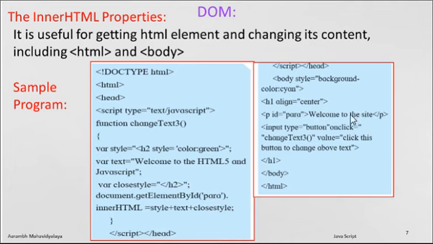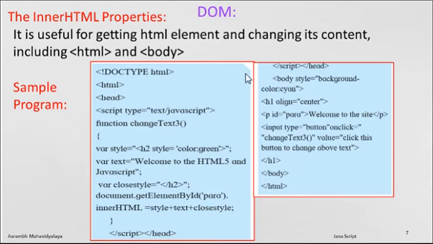Then we will display at the center a paragraph, "Welcome to the site." Here this data will be accessed. Then input type equals button and onclick equals changeText3 and value "Click this button to change above text." What will happen with this? It will display a button with the onclick event. That means when we click on that button, it will execute this function completely up to here, and its value equals this one, "Click this button to change above text."